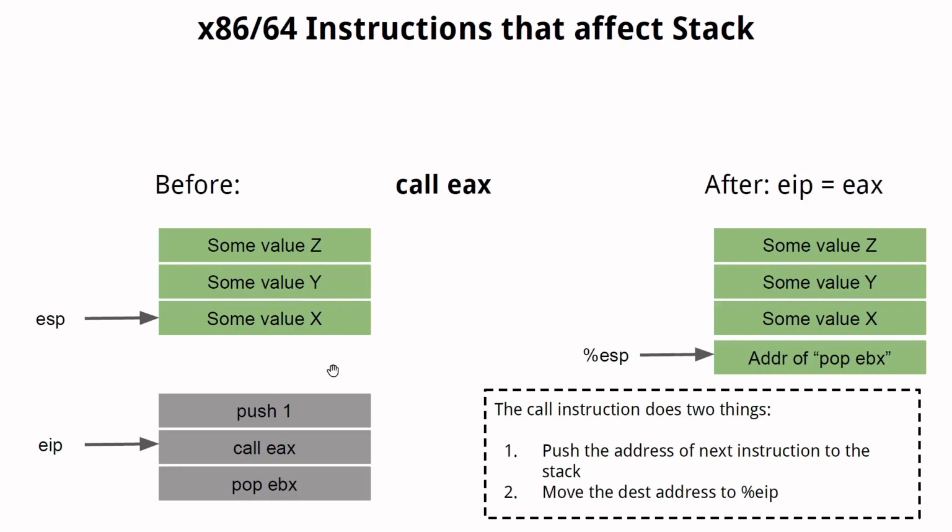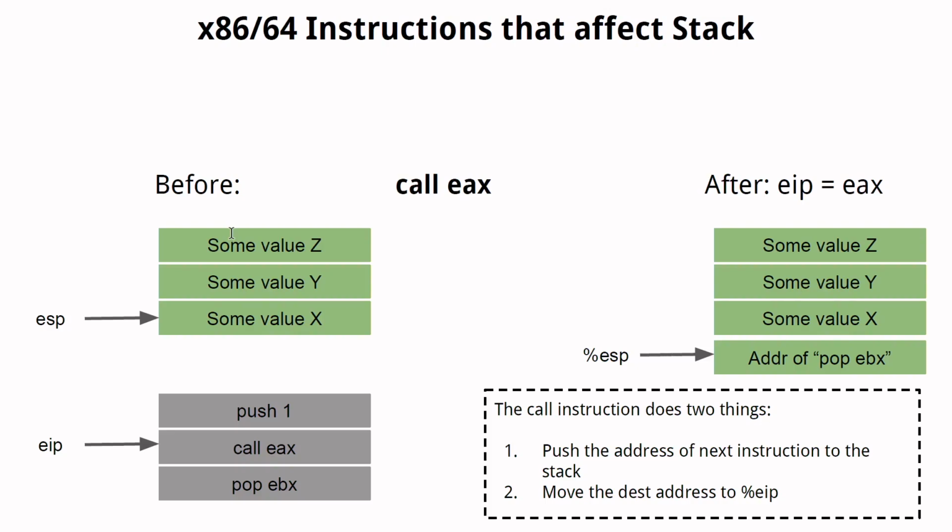Here, the green part is the stack, and the gray part is the instructions. For the stack, the top is a higher address and the bottom is a lower address. But for the gray part, we flip that: the top is lower address, the bottom is higher address. Let's say right now the EIP points to the instruction call EAX, which means the next instruction we are going to execute is call EAX. Before that, we already pushed one value there. The stack looks like this: we have Z, Y, X.